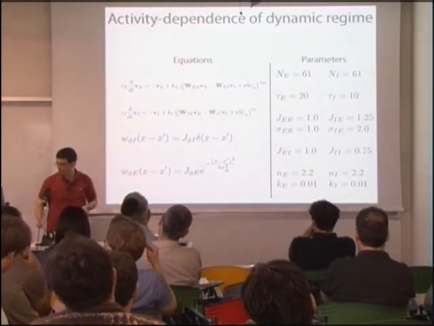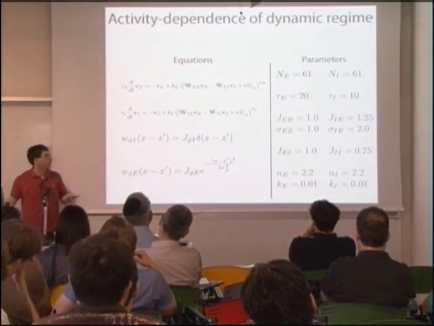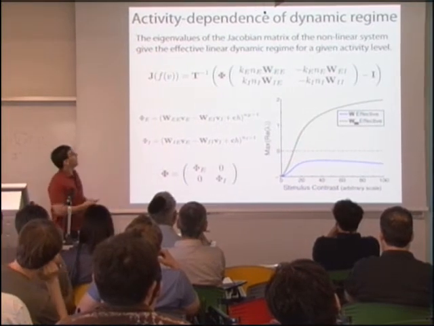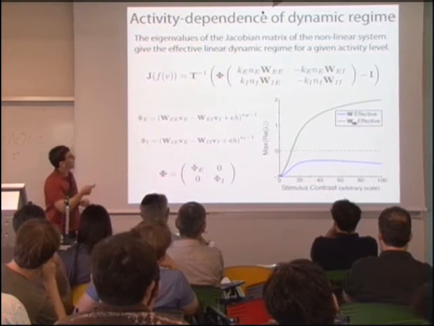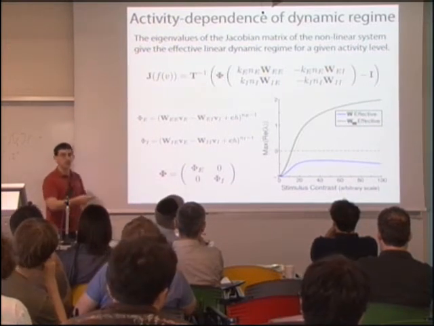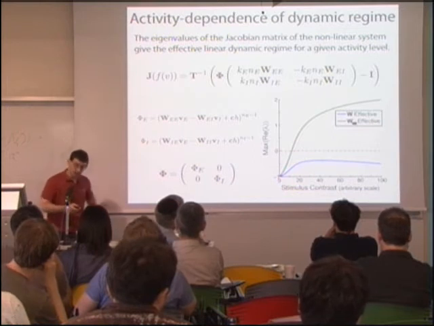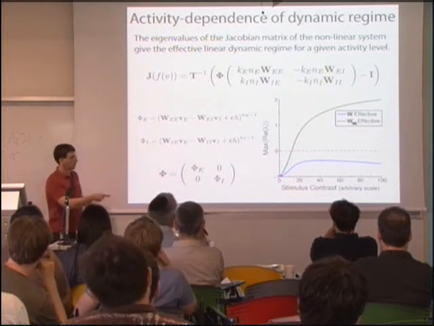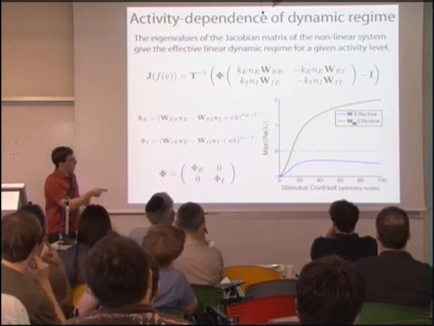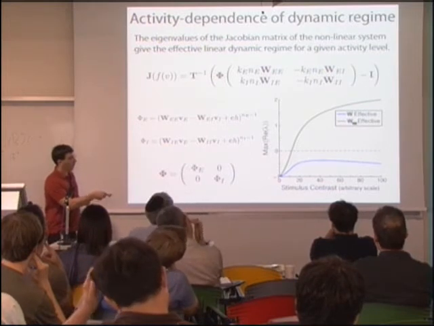So we build a nonlinear model, and of course, if you want to work with a nonlinear model, what's the first thing you do to analyze it? You linearize it. So we can look at the Jacobian matrix of the system, and in fact, we see that with increasing contrast, and here, contrast is still arbitrary, it's just the linear strength of the input, that at a certain contrast, the E to E connection matrix goes unstable, but the overall weight matrix W stays stable.